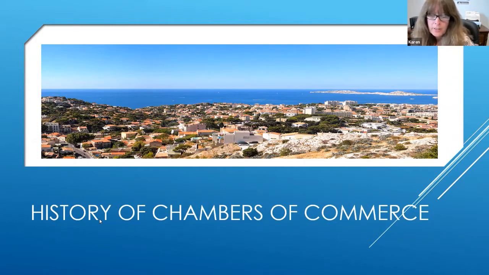The world's oldest English-speaking Chamber of Commerce and the oldest Chamber of Commerce in North America is the Halifax Chamber of Commerce in the Province of Nova Scotia, and it was founded in 1750. The oldest Chamber of Commerce in the United States is that of the state of New York, and it was formed in 1768 when New York was still a British colony. The first city chamber was formed in 1773 in Charleston, South Carolina.